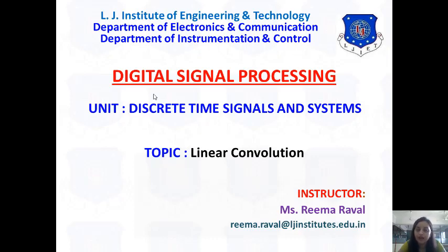In previous sessions we considered different kinds of examples for particular methods. Because of that, it may happen that in your exam the data will be varied. You will understand the concept well and be able to perform the linear convolution for any of the methods given to you. That's why we are focusing more on the linear convolution topic. So now let's start the revision of linear convolution.